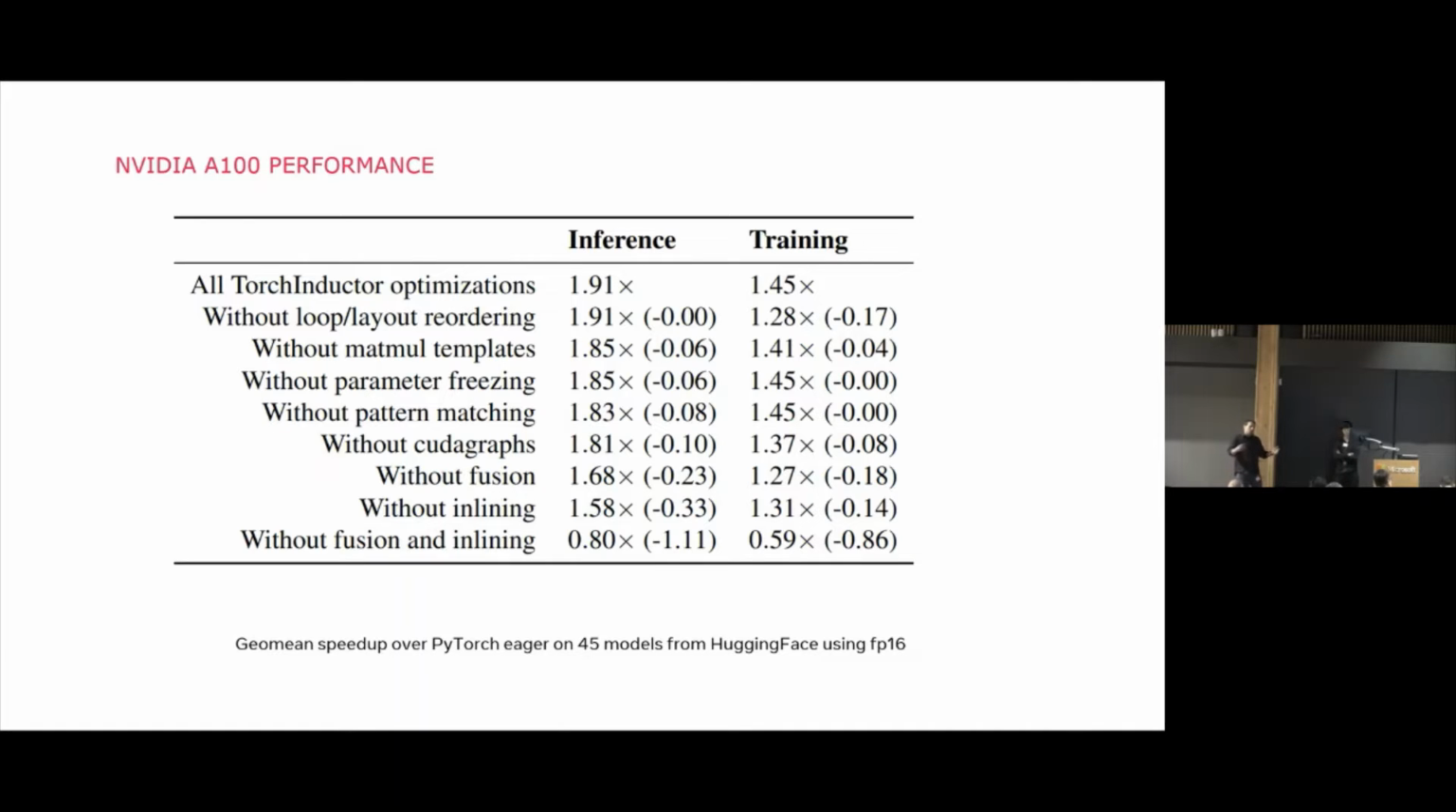So there's basically two different ways that we combine PyTorch operations into a smaller number of Triton kernels. One is inlining, where we basically duplicate something to all of its consumers. The other is fusing, where we basically combine two kernels in the scheduler. And you can see that if I disable both of these, TorchInductor actually goes significantly slower than eager mode PyTorch. This is this last line.